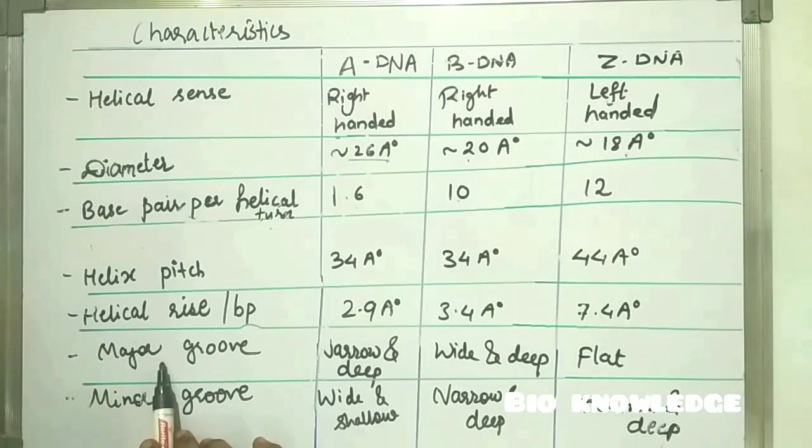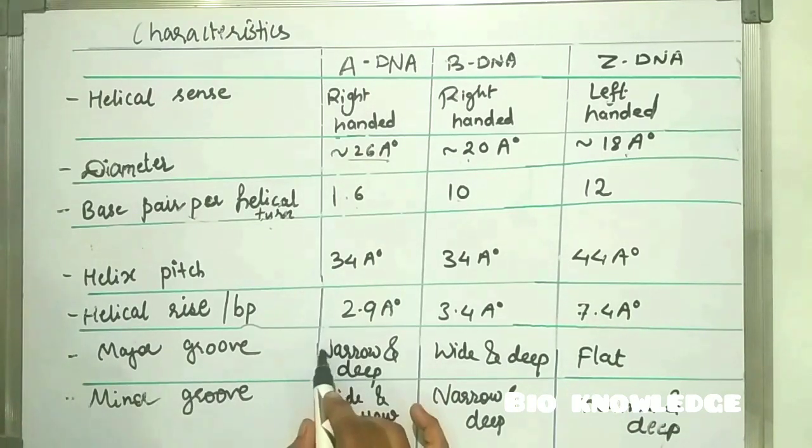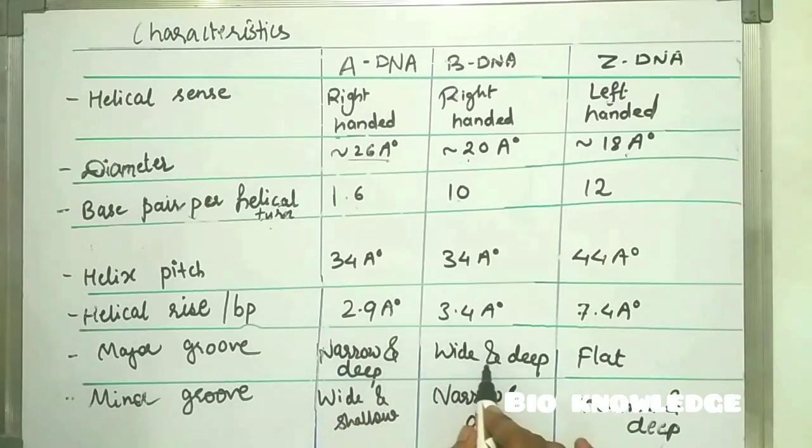Here the major groove is narrow and deep in A DNA. In B DNA it is wide and deep. In Z DNA it is flat. The minor groove in A DNA is wide and shallow. In B DNA it is narrow and deep. In Z DNA narrow and deep. See, this is a chart.